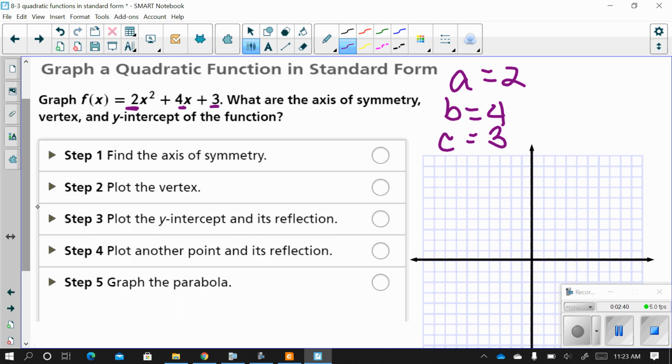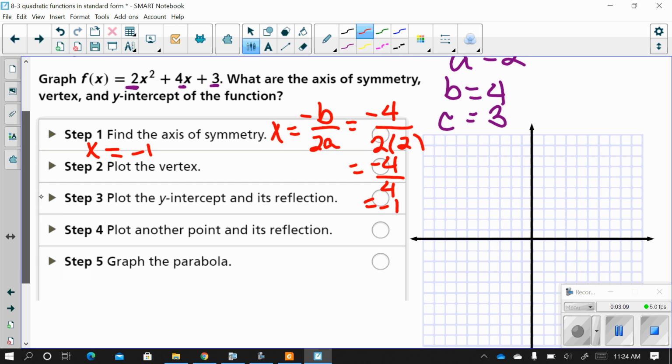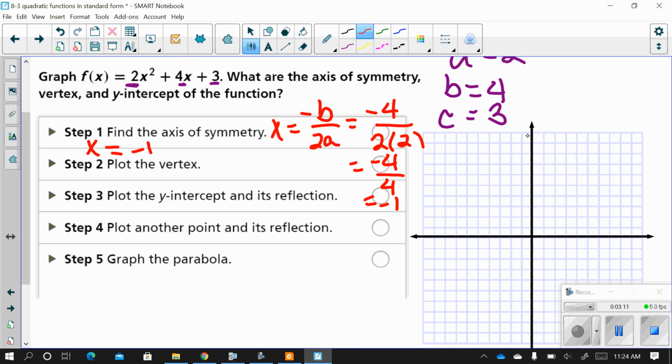The first thing we need to do is find the axis of symmetry. Remember, the axis of symmetry is x equals negative b over 2a. So b is 4, so negative b would be negative 4 over 2 times what's a? Well, a is 2. If I calculate this, I get negative 4 over 4, which equals negative 1. So my axis of symmetry is the equation x equals negative 1. Let's go ahead and plot that. Remember, I like to do that with a dotted line. There's my axis of symmetry.